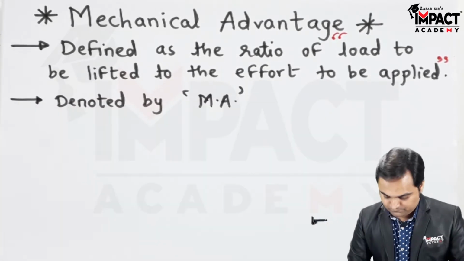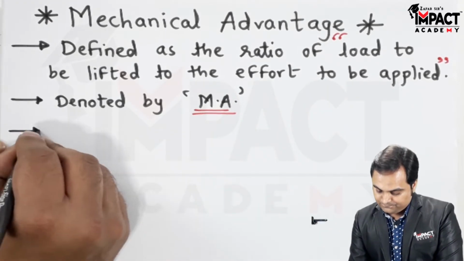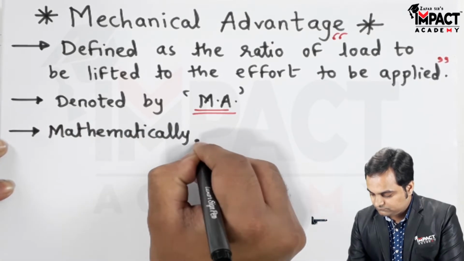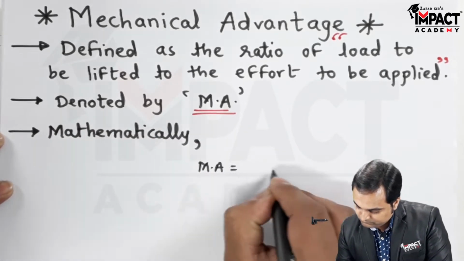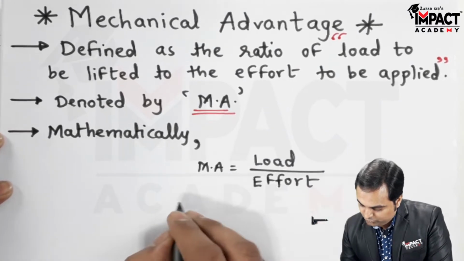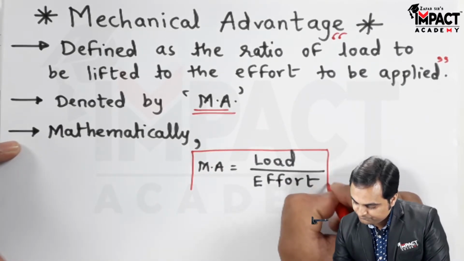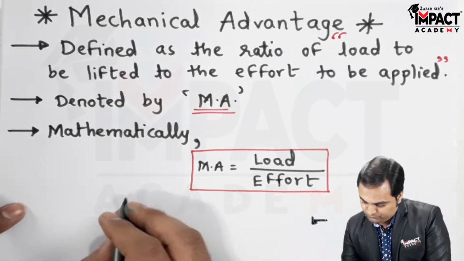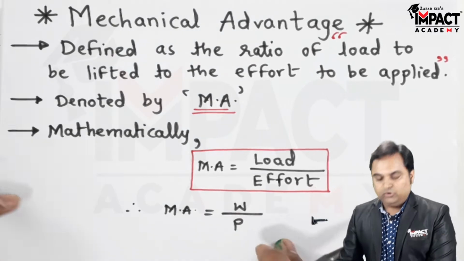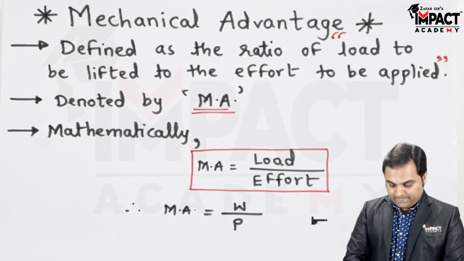MA, and the formula is given by load upon effort. Load is denoted by capital W, whereas effort is capital P.